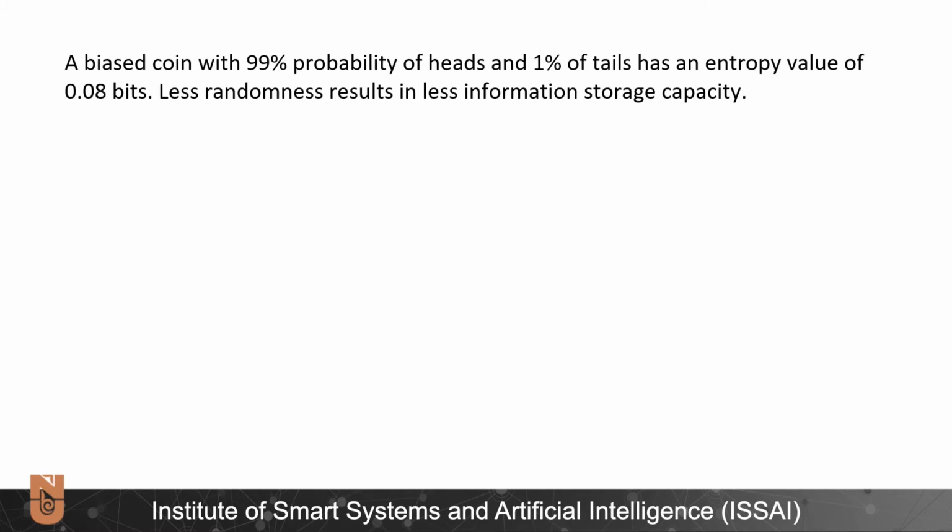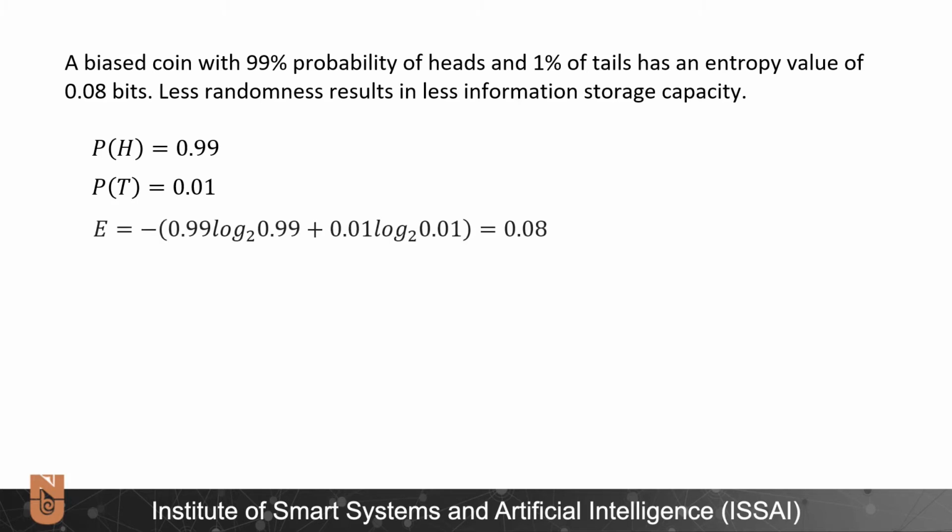A biased coin with 99% probability of heads and 1% probability of tails has an entropy value of 0.08 bits. Less randomness results in less information storage capacity. Let's confirm that this biased coin has the entropy value of 0.08 bits. We will calculate the entropy as in the previous example. We have probability of heads 0.99, probability of tails 0.01, and if we plug in the values, we will confirm that entropy is 0.08.